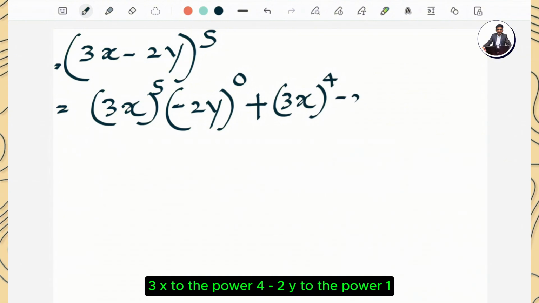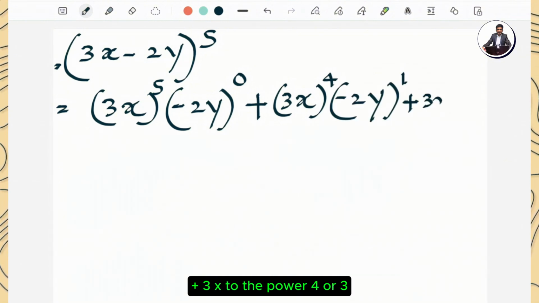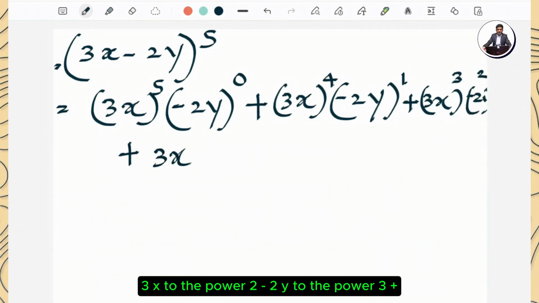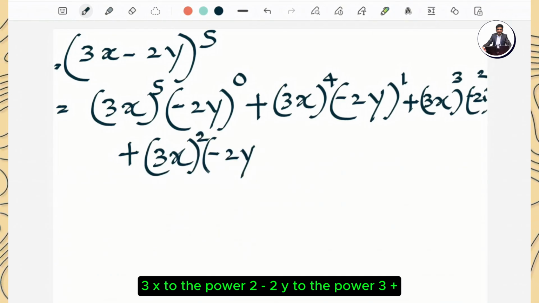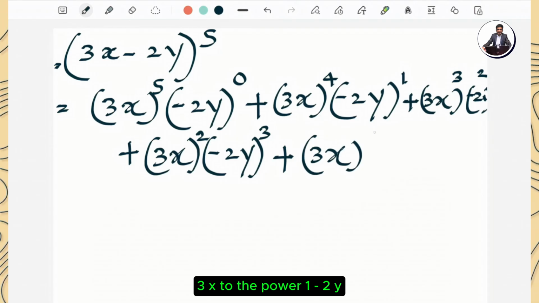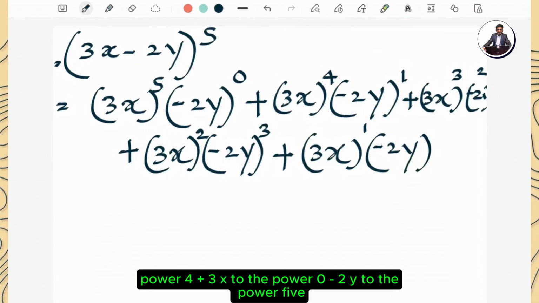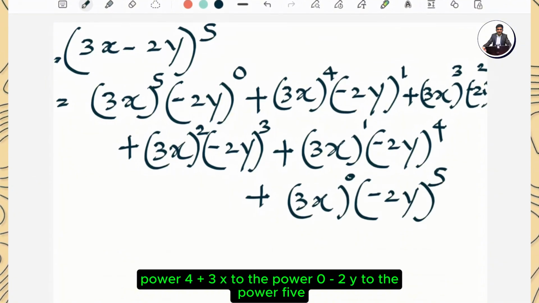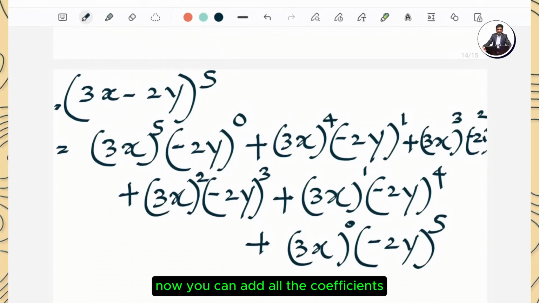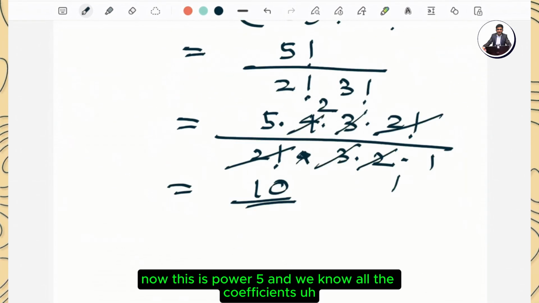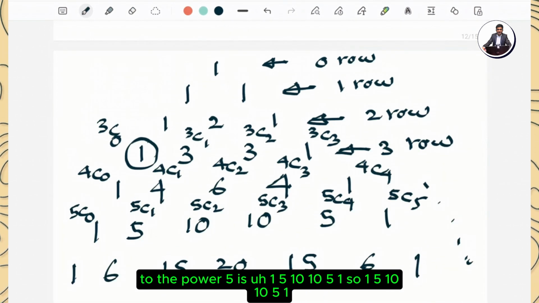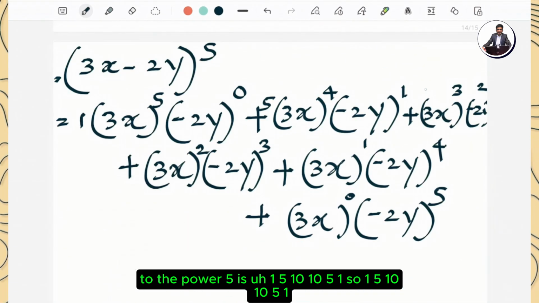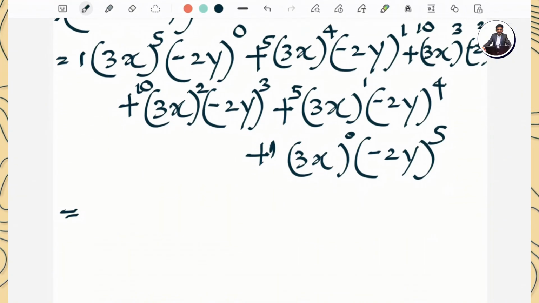Plus 3x to the power 4 times minus 2y to the power 1, plus 3x to the power 3 and minus 2y to the power 2, plus 3x to the power 2 times minus 2y to the power 3, plus 3x to the power 1 times minus 2y to the power 4, plus 3x to the power 0 times minus 2y to the power 5. Now you can add all the coefficients. This is power 5, and we know the coefficients for power 5 are 1, 5, 10, 10, 5, 1.